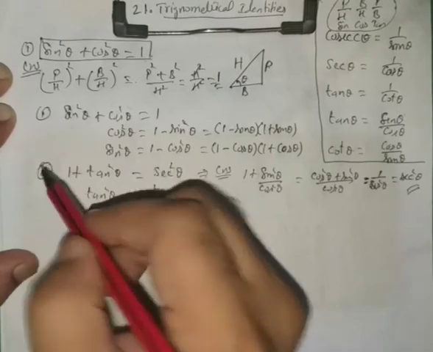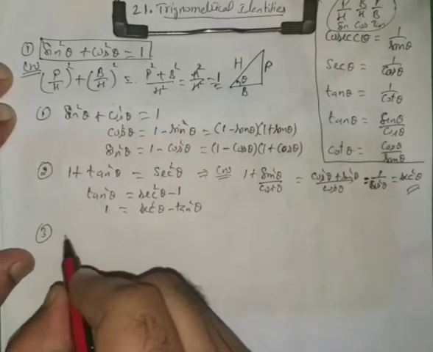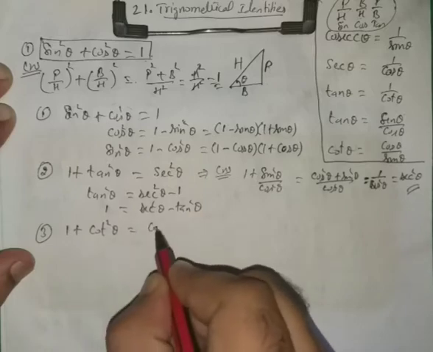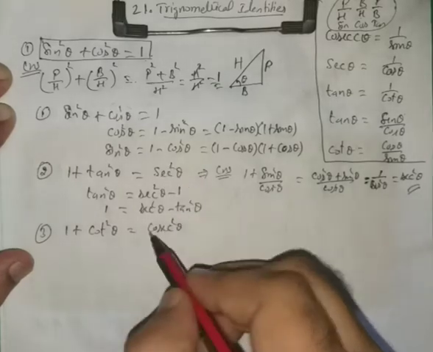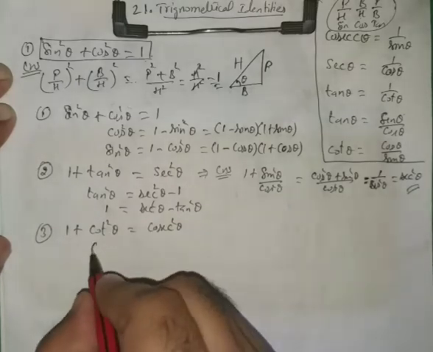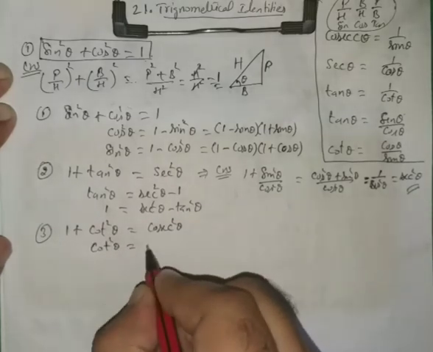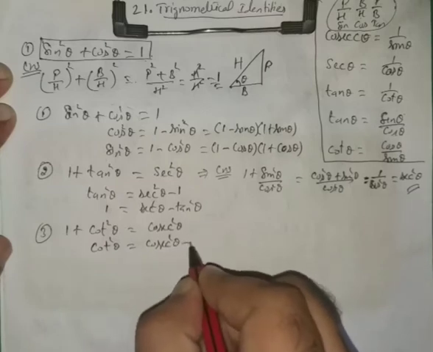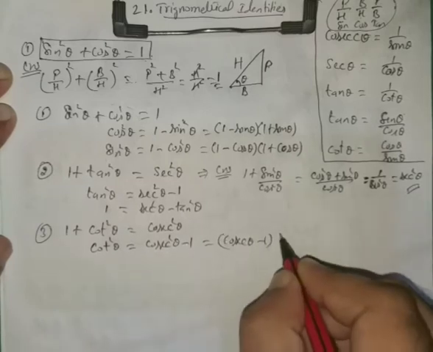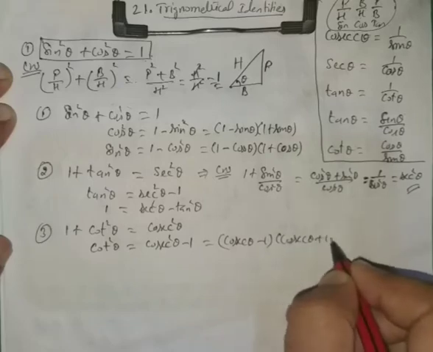So these are the two identities. Now the third identity is 1 plus cot square theta, and that is equal to cosecant square theta. So this proof can be done in a similar way. Here cot square theta can be written as cosecant square theta minus 1, and this once again can also be written as (cosecant theta minus 1) multiplied by (cosecant theta plus 1).